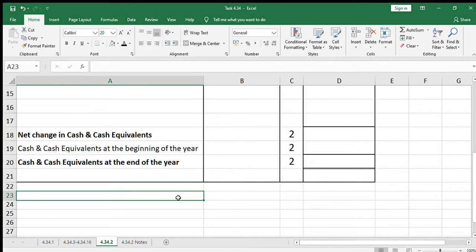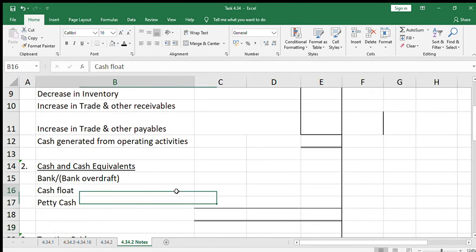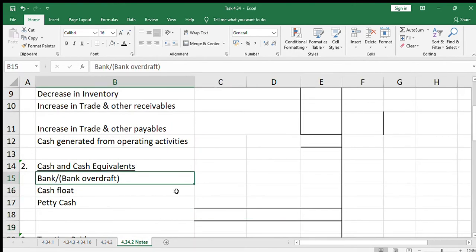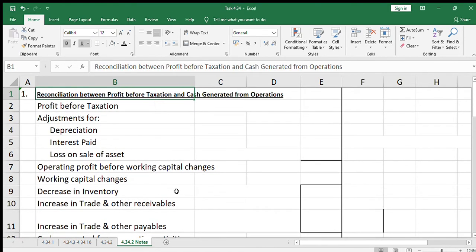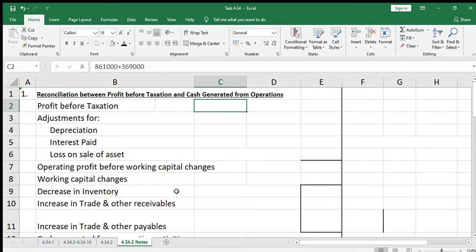And you know that with the cash flow statement, we also have to do the notes. Okay, so we're going to start with note 1, which is the profit before tax. Now the profit before tax, obviously we're going to look at our information in order to find it. We've been given the net profit after tax, which is 861,000.